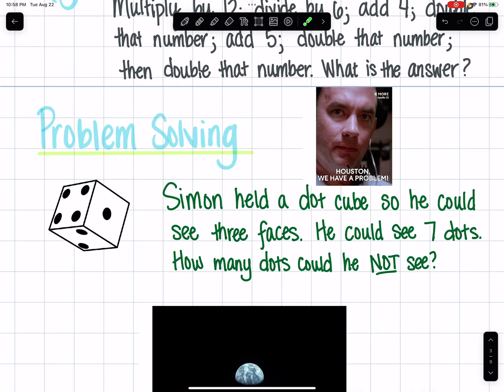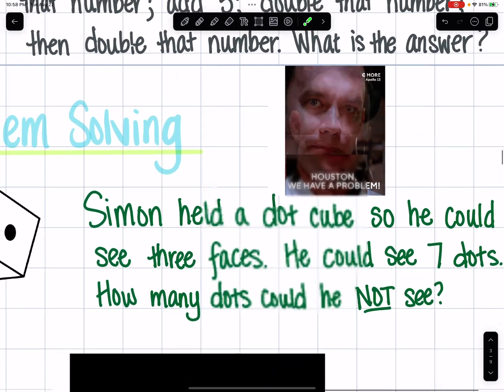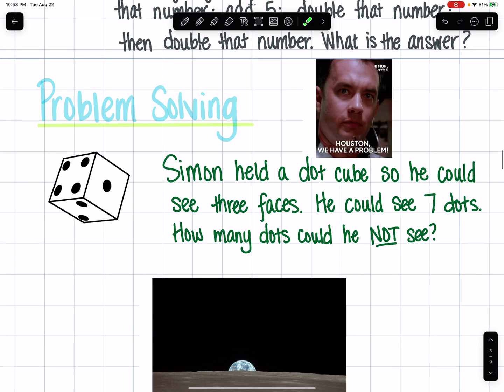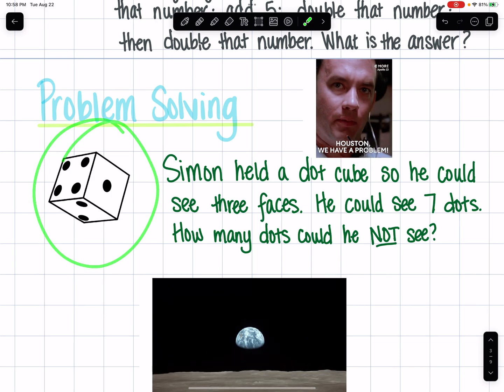But I'm going to move on to problem solving because Houston, we have a problem and we need Danny to fix the problem. Here is the problem. This one is a little tricky. Let's see how you do. It involves dice. Just one.